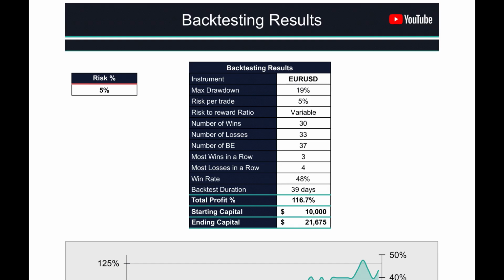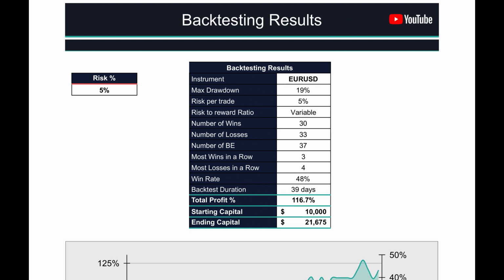So there you go, guys, the results on EUR/USD on the 15-minute time frame. We had a maximum drawdown of 19%. We were risking 5% per trade with a variable risk to reward ratio. We had 30 wins, 33 losses, and 37 break-even trades. We had a maximum of 3 wins in a row and 4 losses in a row, with a win rate of 48% over a bit more than a month.